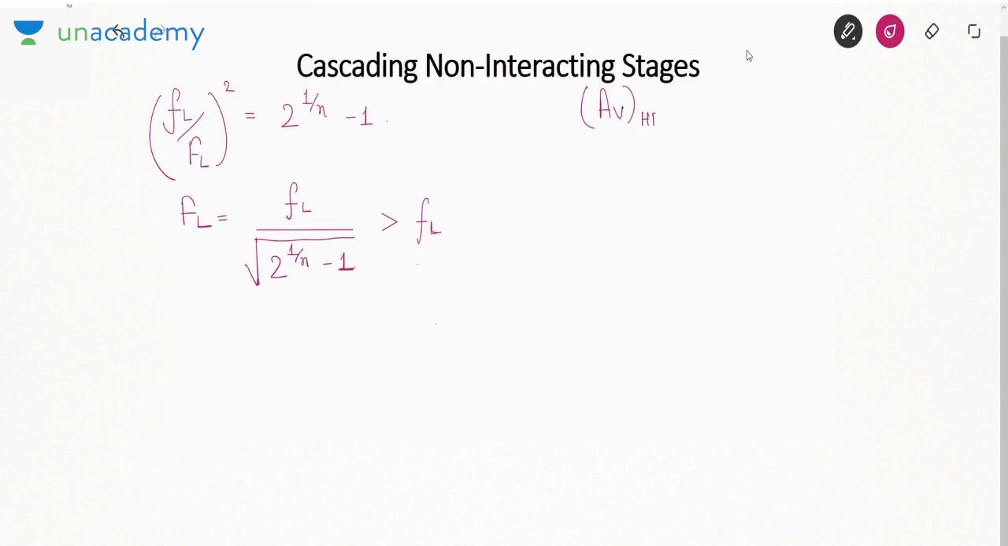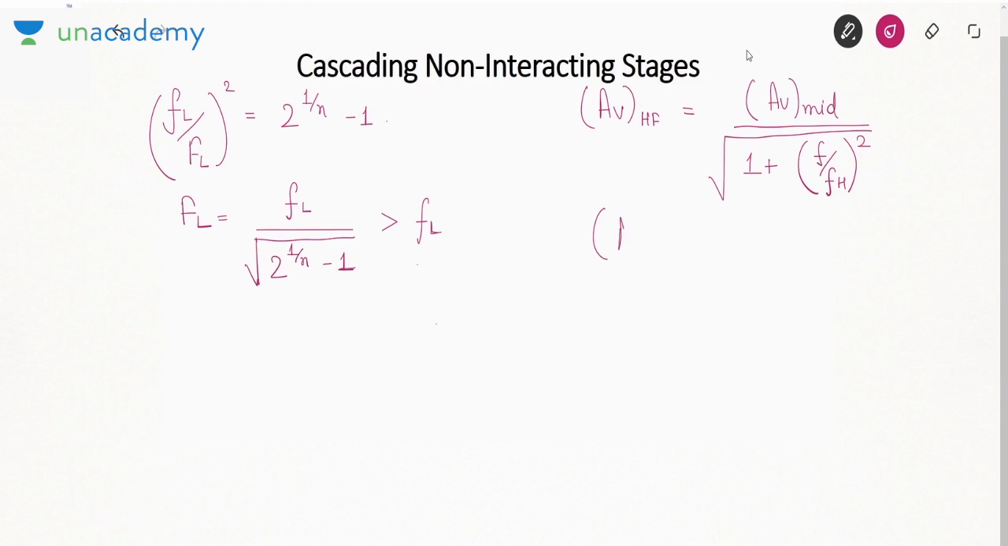So what you can say is (small fL by capital FL) squared is 2 to the power 1 by n minus 1, which means capital FL is small fL by under root 2 to the power 1 by n minus 1. Okay. Similarly, from here what you can say is this is greater than capital FL. Now similarly what you could have done is, for high frequency we know the gain is mid frequency gain over under root 1 plus (f over fH) squared.